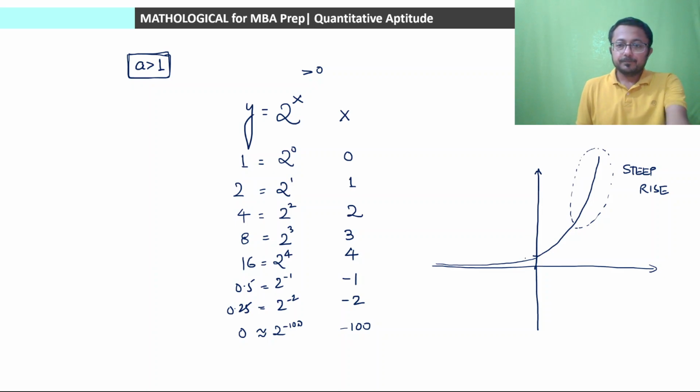And for x equal to 0, the y is equal to 1. For x equal to 1, the y is equal to 2. And for x equal to 2, the y will be equal to 4 and so on. And in general, this will be the graph of y is equal to a to the power x for a greater than 1.